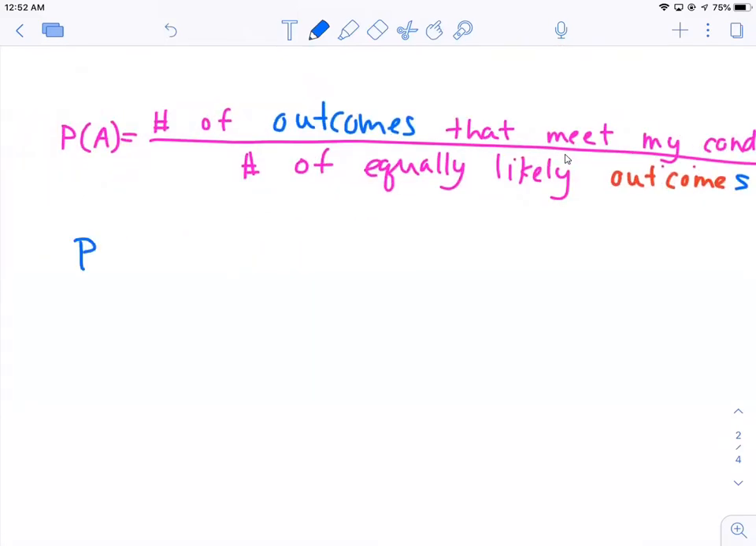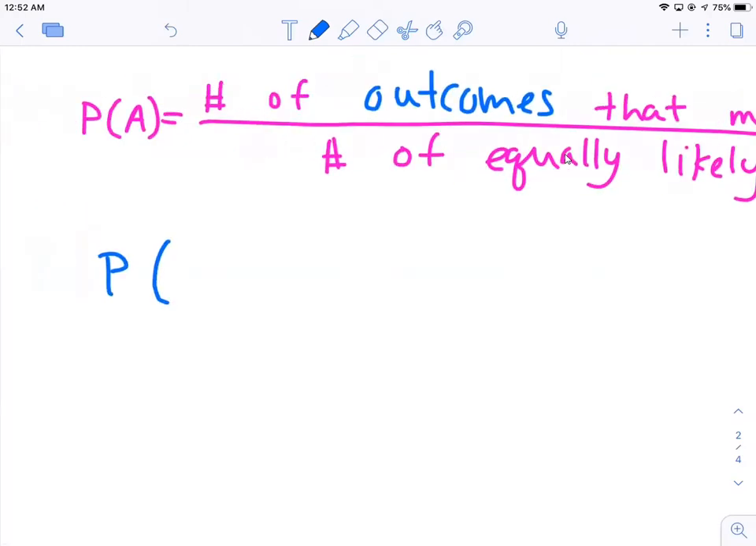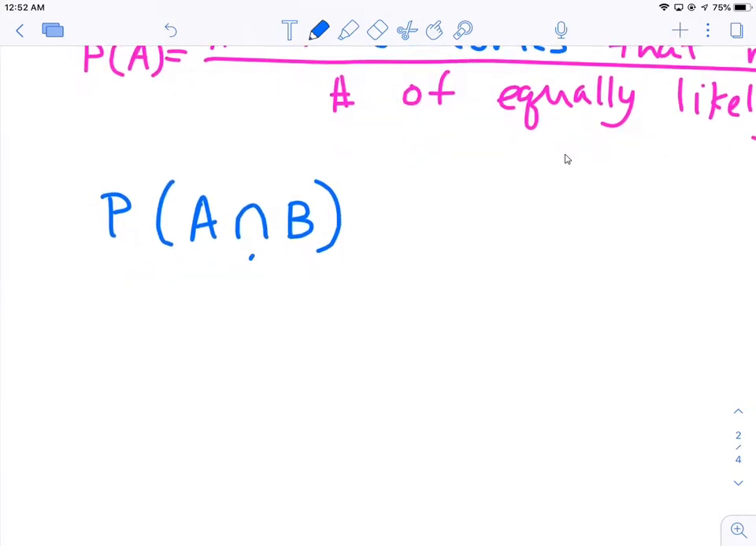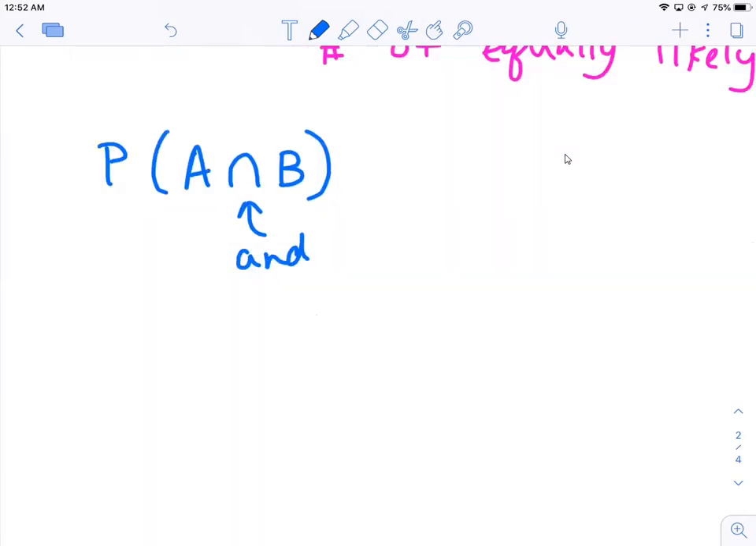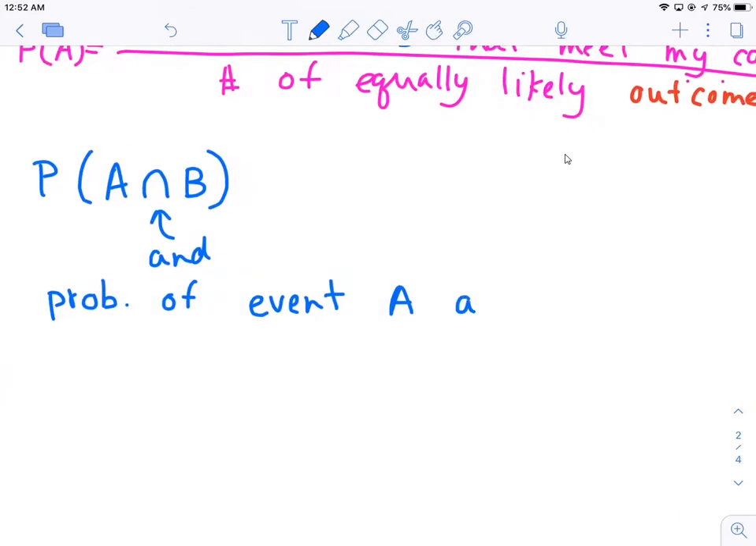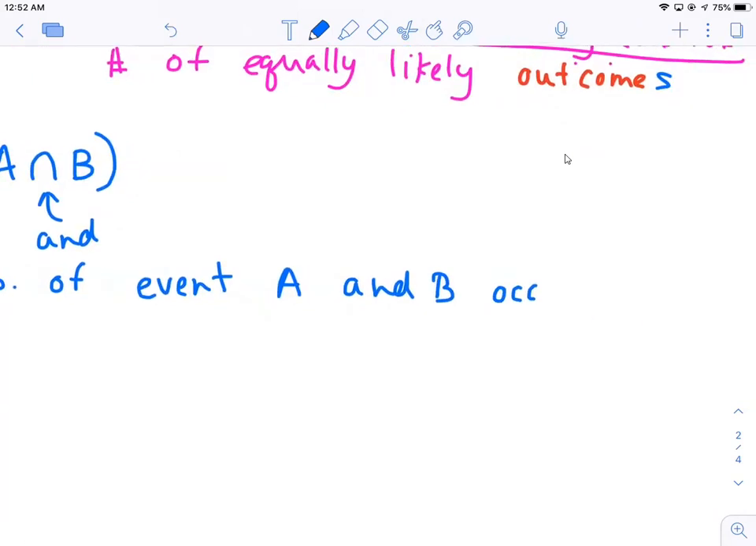I want to just talk about some notation. The probability of something and something else happening, we're going to notate like this. All right, this means the probability of event A and B occurring, at the same time.